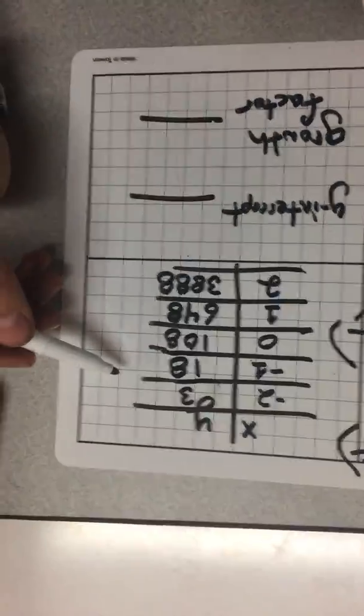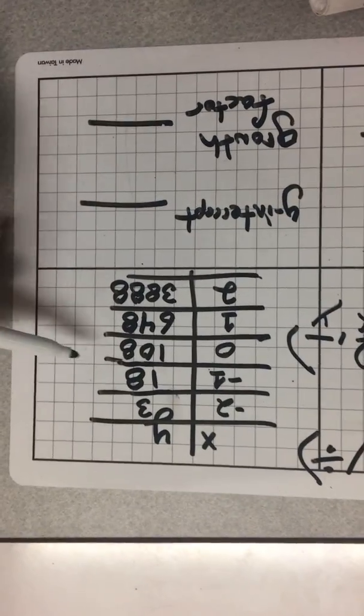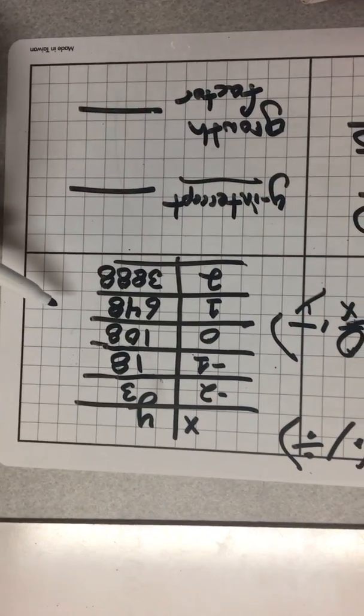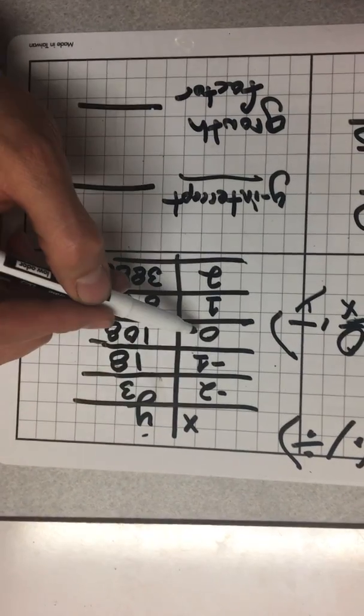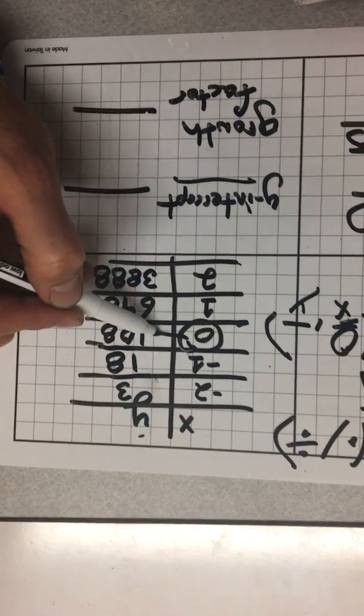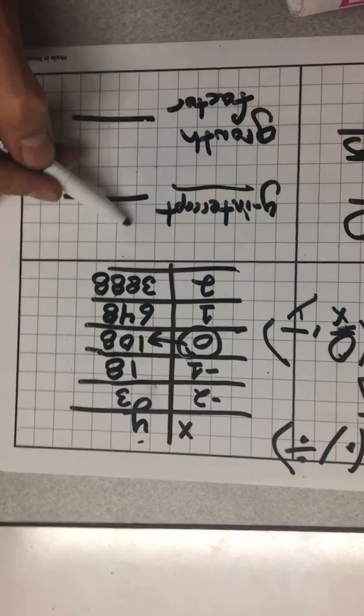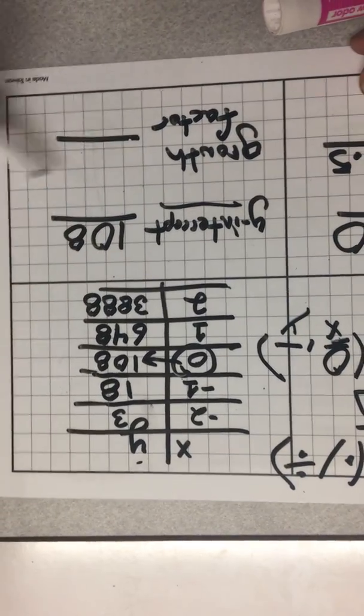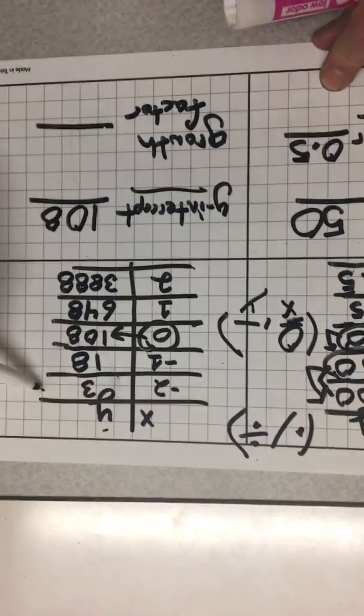This is an exponential function in a table. My y-intercept is the y value when x equals 0. So when x equals 0, my y value is 108. So what's my y-intercept? 108. My growth factor is going to be the pattern.